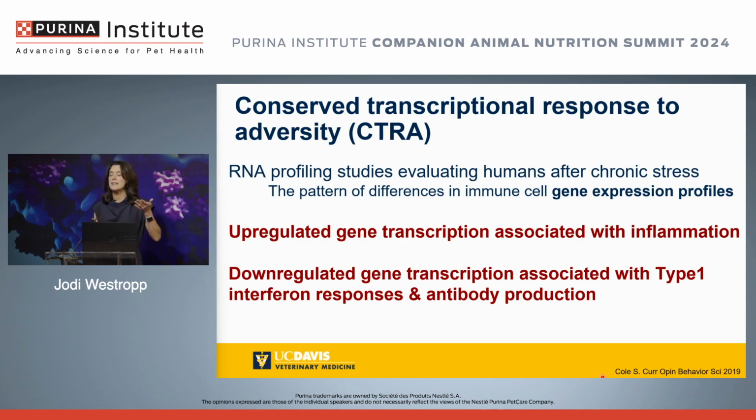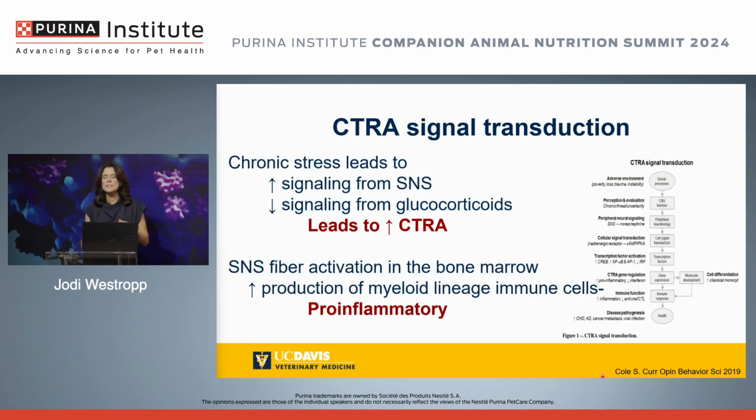What they found was an upregulated gene transcription involved in inflammation and a downregulated gene transcription associated with type 1 interferon, as well as antibody production and antiviral production. So when you have a high CTRA, that's not really beneficial. That's pro-inflammatory. Using bioinformatic analyses, they studied the CTRA, and then they looked at what they think could cause that.